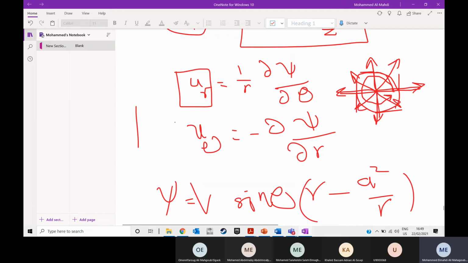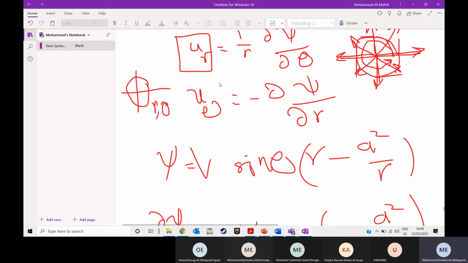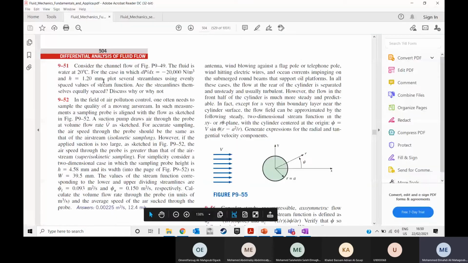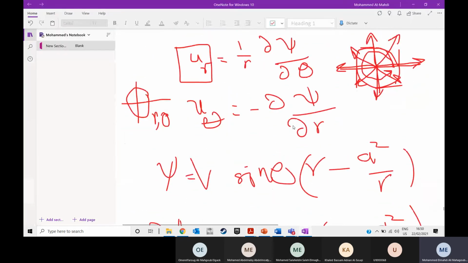Polar coordinates, right? In polar coordinates you have R and theta, from calculus 2. So this is it. We need to get the expression for the velocity in the radial direction and in the tangential direction. Don't complicate things, just apply the equations directly. Here let me open the book page, where we have the laws that relate the stream function with the velocity.